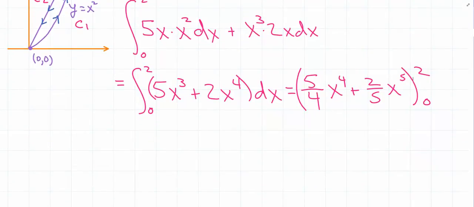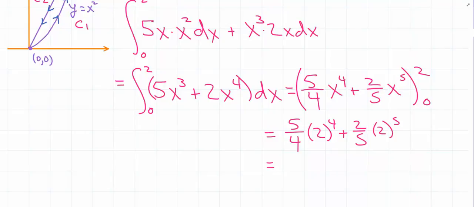Okay, any questions? Let me know if I mess up here, because I could easily mess up. We don't have to worry about the 0. So we've got 5 over 4 times 2 to the 4th plus 2 over 5 times 2 to the 5th. And of course, 2 to the 4th is 16. So the first one is going to be 20 plus 64 over 5, I believe. Isn't that right? If we work this out, this will be 164 over 5. Everybody good with that?